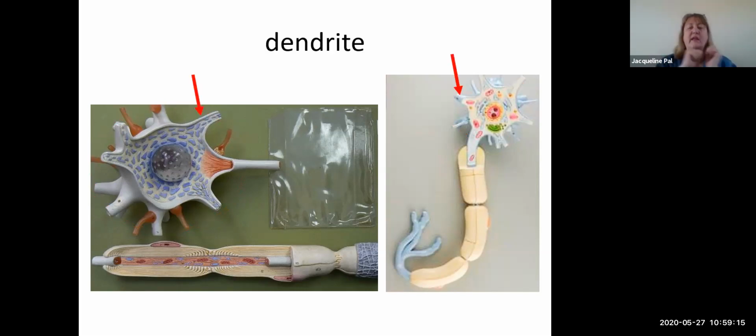Coming off kind of like spokes are these tapered projections known as dendrites. And dendrites actually are bringing information towards the cell body. And so most neurons can have hundreds, if not thousands, of dendrites.